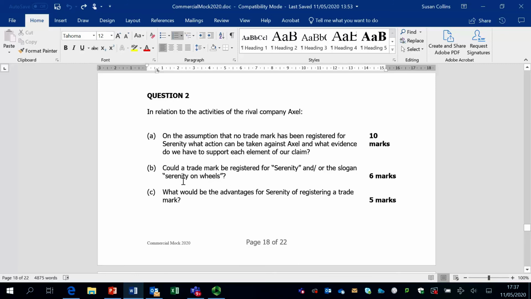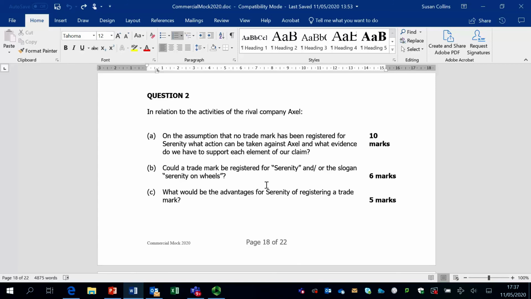Next question here, 2B. Could a trademark be registered for Serenity and or the slogan Serenity on Wheels? So this is moving on then to talk about registered trademarks. We've looked quite a bit at questions like this. If you don't remember, have a look back at Unit 6, the first exercise we did on this. You'd be looking here whether there's any difficulty under Section 3 or Section 5 in relation to registration.